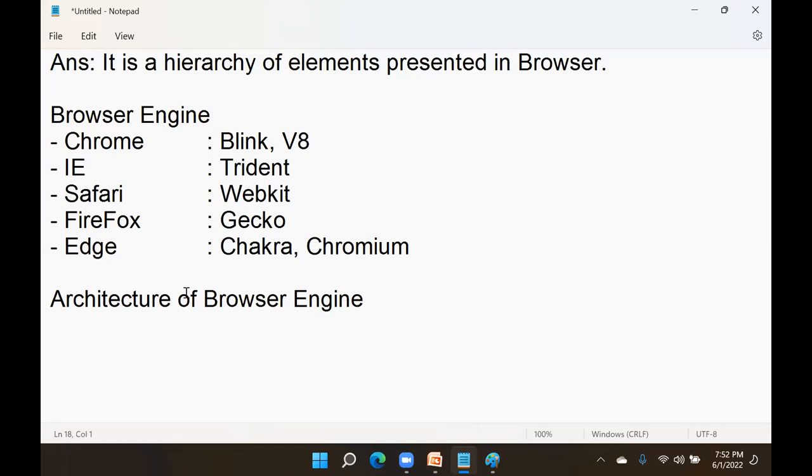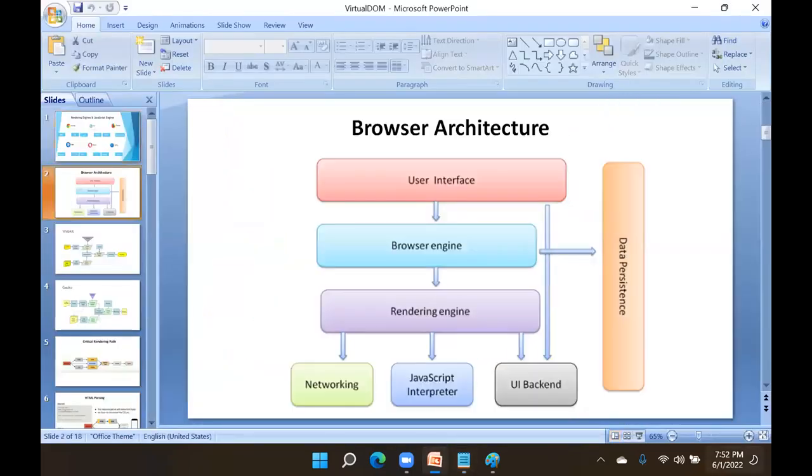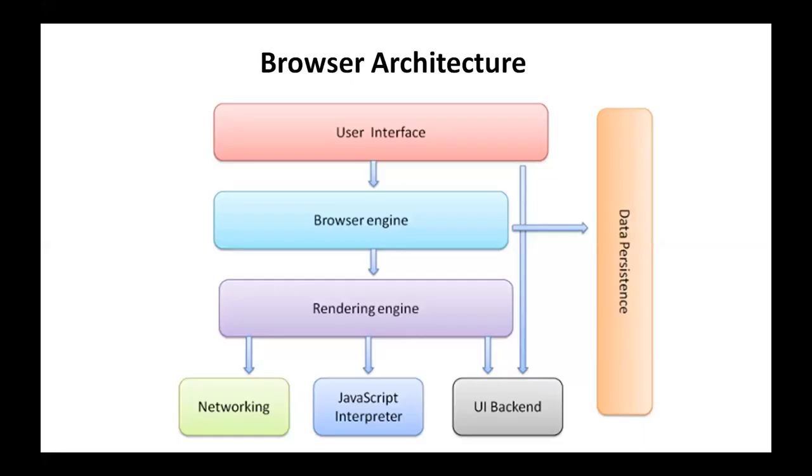So, the architecture of the browser engine. Actually, this is the basic architecture of the browser engine. This is the browser architecture. In the browser architecture, you will have a browser engine, rendering engine, JavaScript interpreter, and data persistence. I will come to all of these level by level in different stages. No need to discuss all of this at a time, right? We will discuss every point one by one.